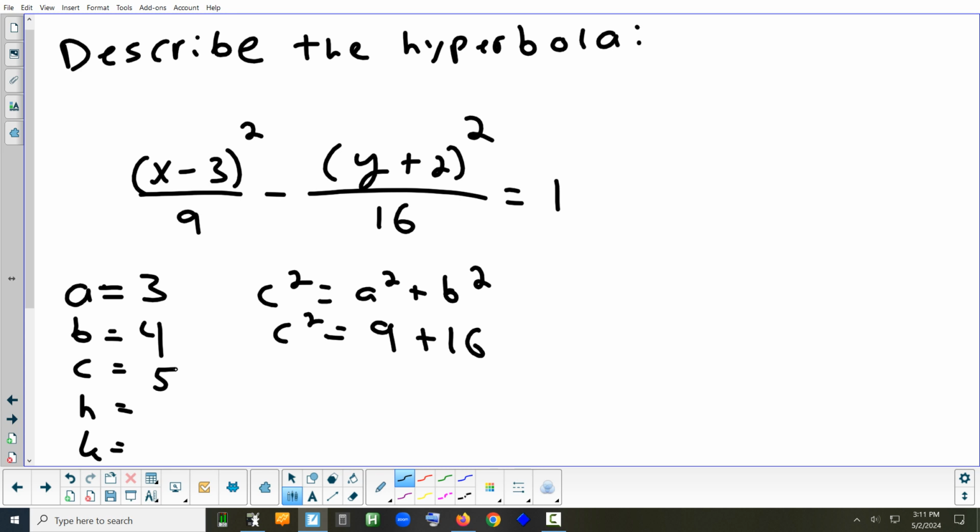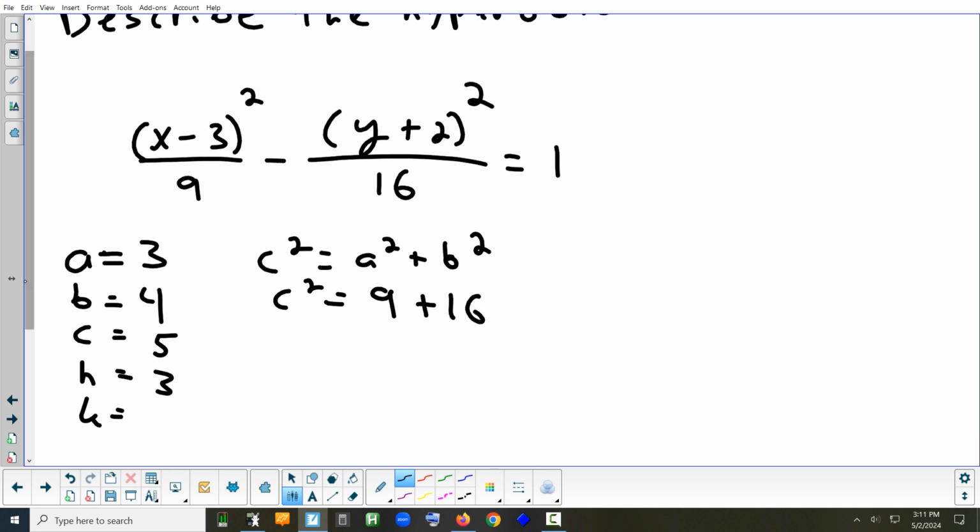All right. What about h? Positive 3. It's the number that comes after the minus sign with the x. And what about k? Negative 2. The number that comes after the minus sign, you think of it as y minus minus 2. All right, so now we've got all the letters we need. Let's write down the characteristics.